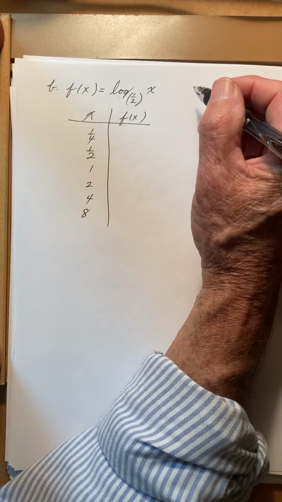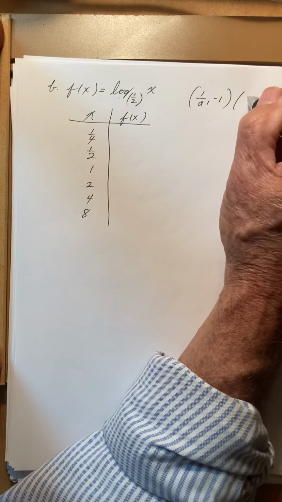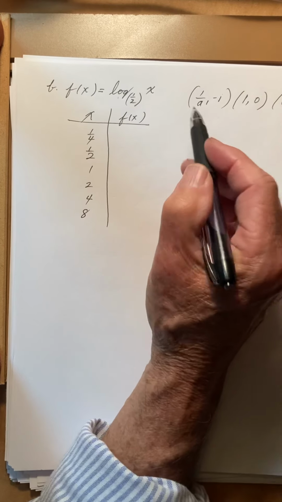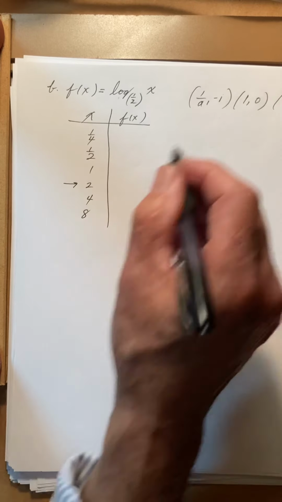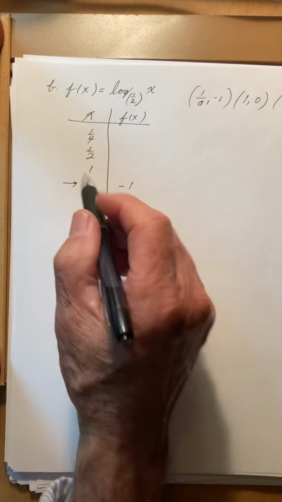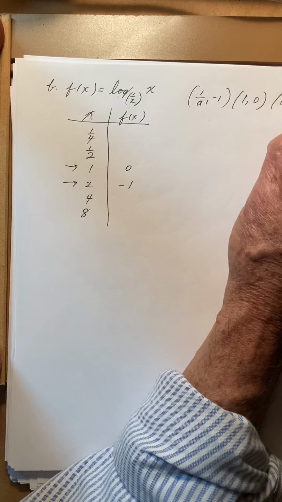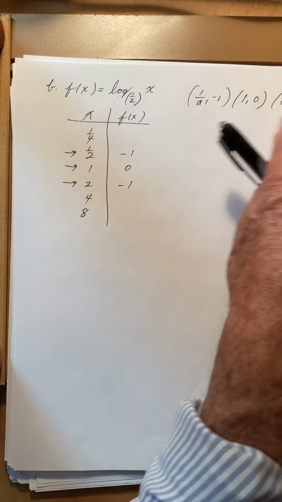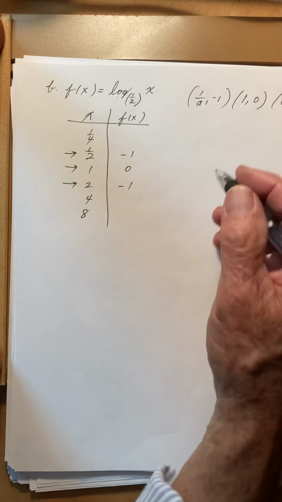And remember, you have (1 over a, -1) as one point, (1, 0) as another, and (a, 1) as a third point. So 1 over 1/2 would be 2, so that'd be this point, with -1 for y. 1 is here, and that goes with 0. A is 1/2, and 1, that'd be this point. So these 3 points I can get by using this pattern that works for all logarithmic functions.